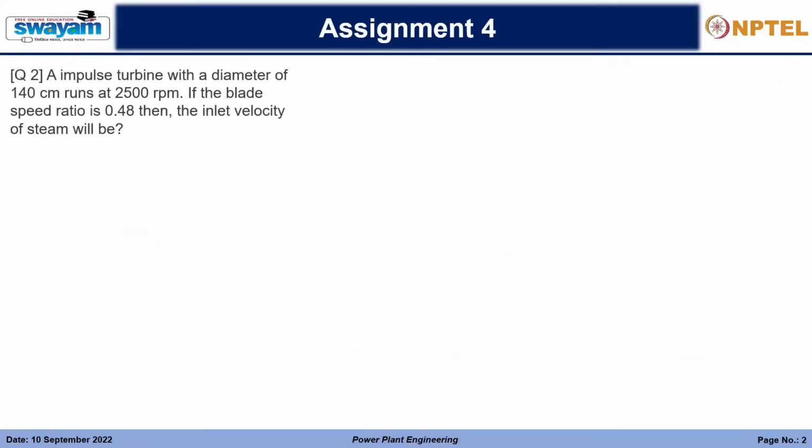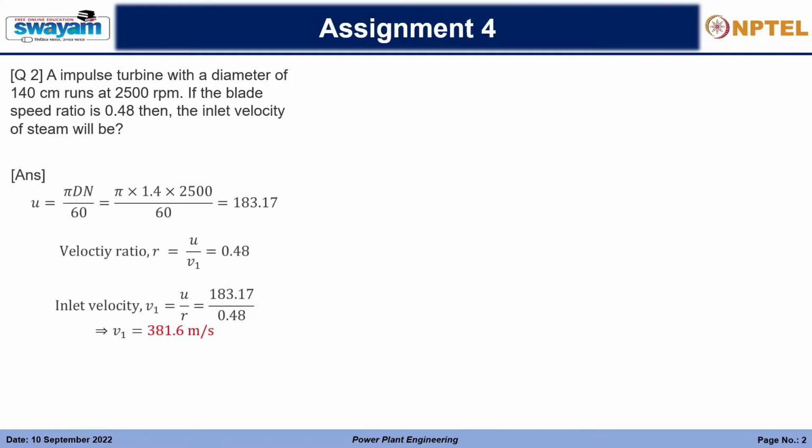In assignment number 4, question 2 was like this: an impulse turbine with a diameter of 140 centimeter runs at 2500 rpm. If the blade speed ratio is 0.48, then the inlet velocity of steam will be... So it is a very simple problem. The answer is something like this.